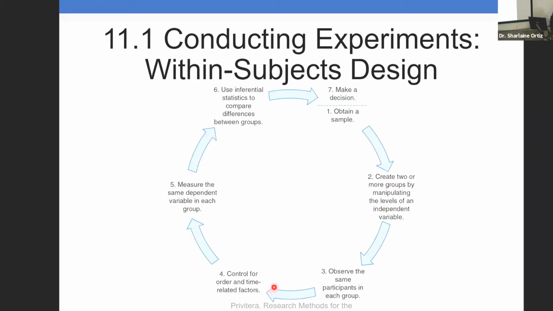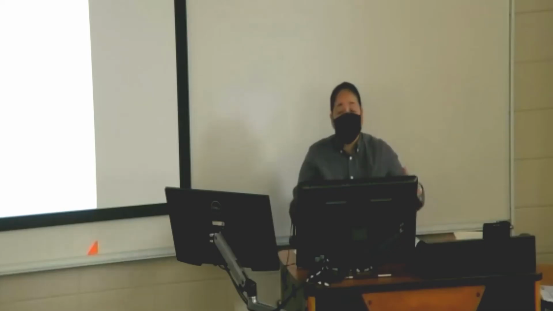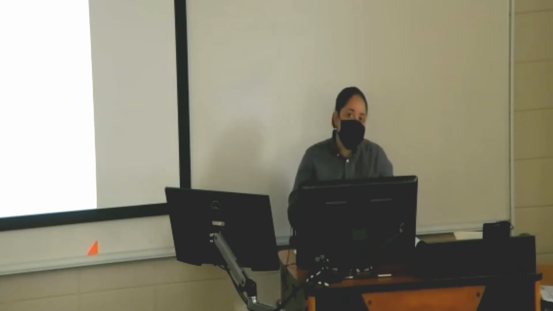So let's focus on our step number 4. We're trying to control for some limitations that may come either from the order in which we present the situation to our participants, or limitations that can come from time-related factors. So this step here is super important. It is very significant because we're trying to keep the control as much as possible.